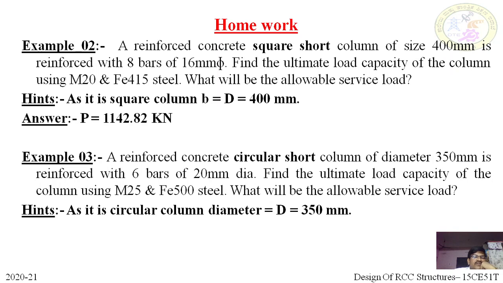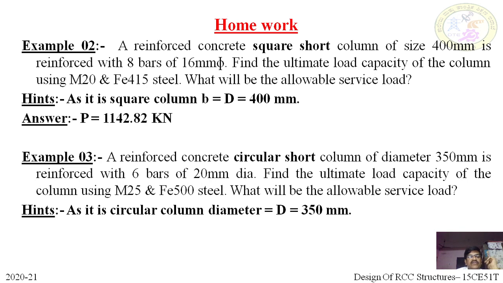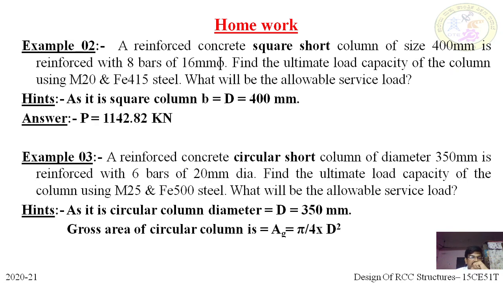Similarly, a reinforced concrete circular short column. Here the shape of the column is circular. Dia of column is 350 millimeter, reinforced with 6 bars of 20 mm dia. Find the ultimate load capacity of the column using M25 and Fe 500 steel. What will be the allowable service load? As it is a circular column, D equal to 350. Gross area of column is equal to Ag equal to pi by 4 into D square.